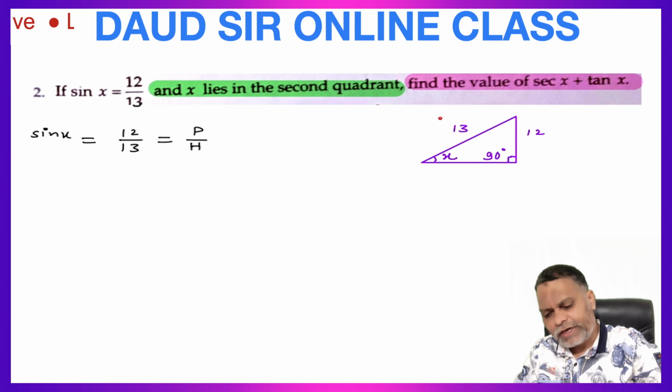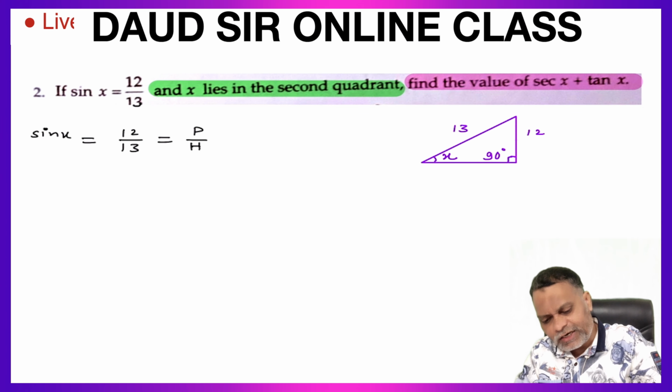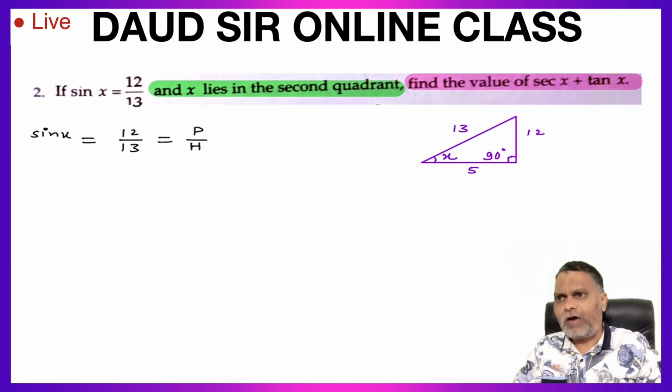So 13 square is 169 minus 12 square 144. 169 minus 144 is 25 only. Take the square root of 25, that is 5. So this third side will be 5. Now we have all three sides of the right angle triangle.